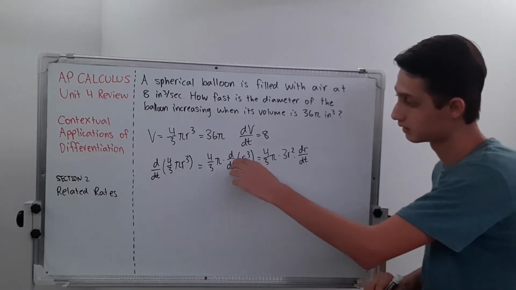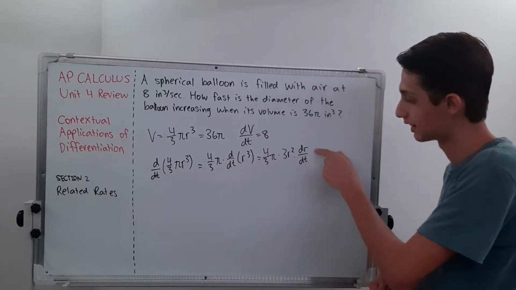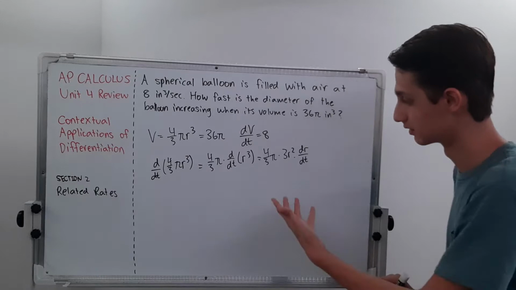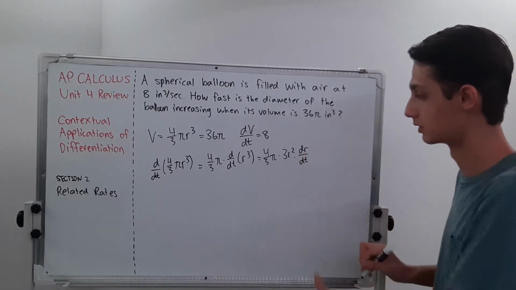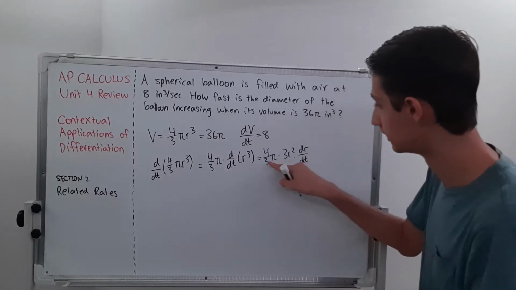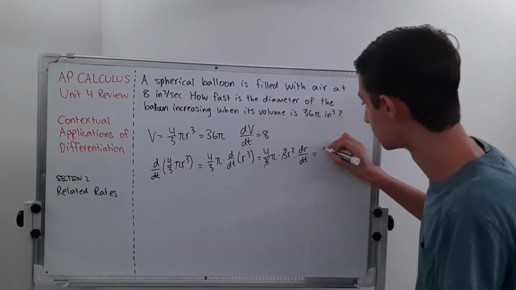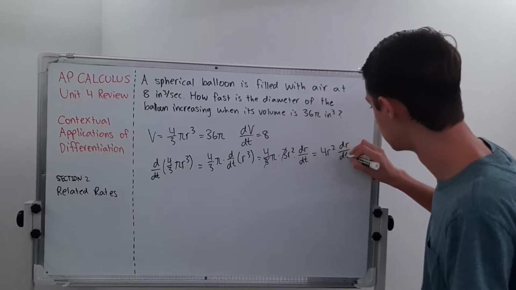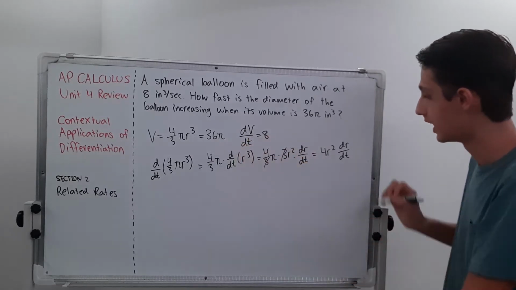If it was just the derivative of a function of t with respect to t, this would technically be dt over dt, which is just 1, so there's really no point in writing that. But here we do have to write it, so it's dr over dt. That's just how it works. These 3's cancel, and eventually we get that this is 4r squared dr over dt. This is our rate of change of our volume. This is dV over dt, and that's actually equal to 8.